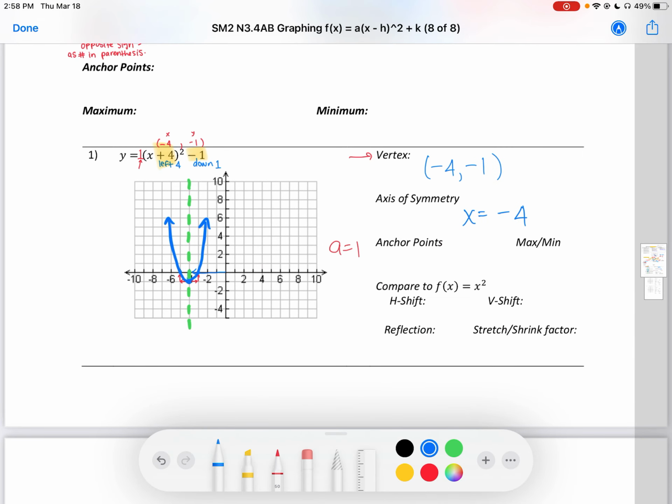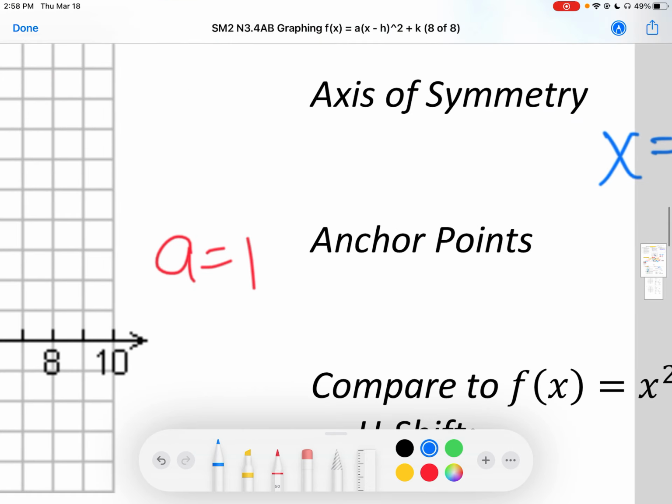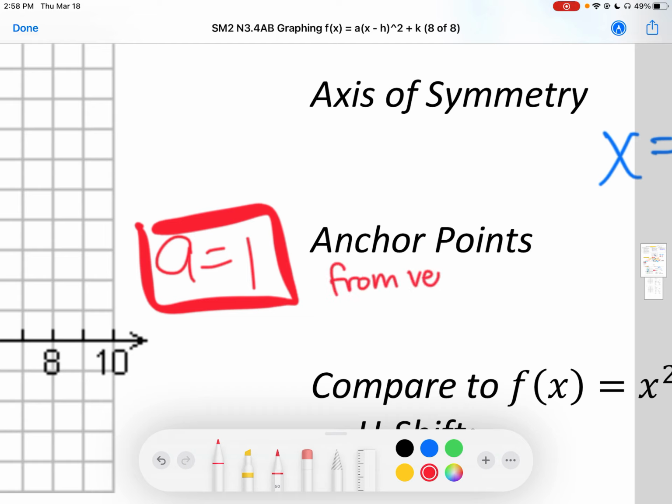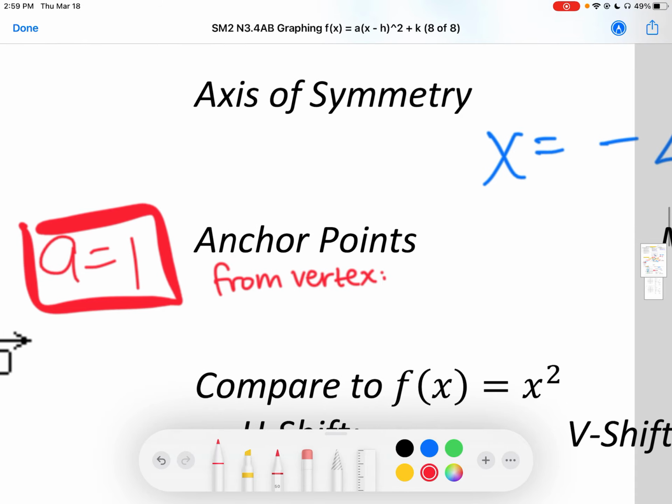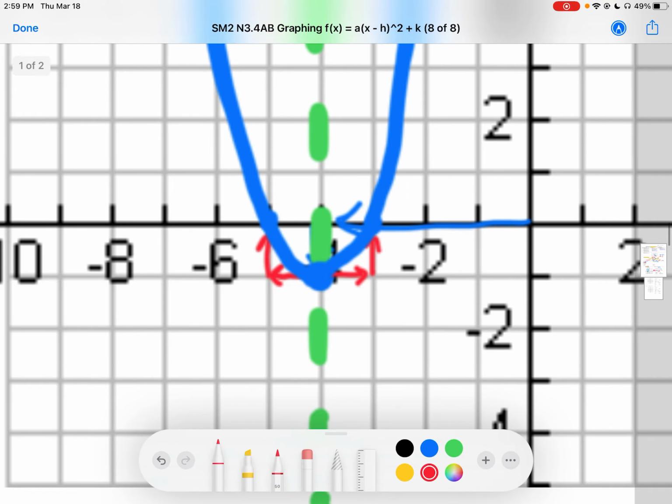So what were my anchor points? Well, in this particular function, a equals 1. So from the vertex, I'm going to move right 1 and up 1, and left 1 and up 1. Isn't that what I did? I moved right 1, up 1, left 1, up 1. That's how I got my anchor points.